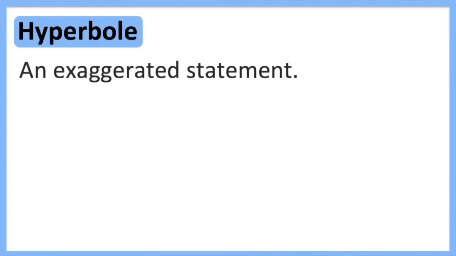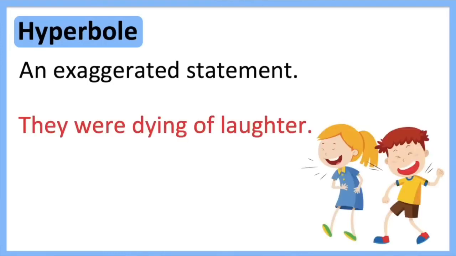Hyperbole. Hyperbole is an exaggerated statement. It describes something to be worse or better than it actually is. It's a way to catch the reader's attention and to make writing more interesting. For example, they were dying of laughter. This is an exaggerated statement to emphasize that they were laughing so much.